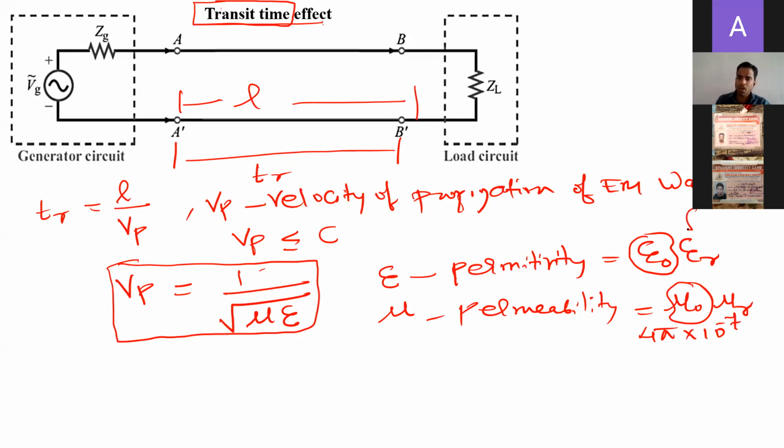And what is epsilon r and mu r? Relative permeability and relative permittivity. Okay, so how does it vary? Depending on what will it vary? Material, right? We'll study that in detail in module 2 and module 3.